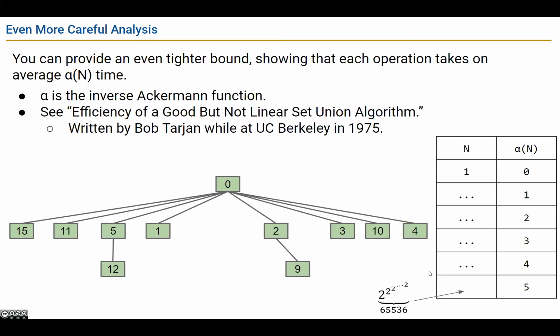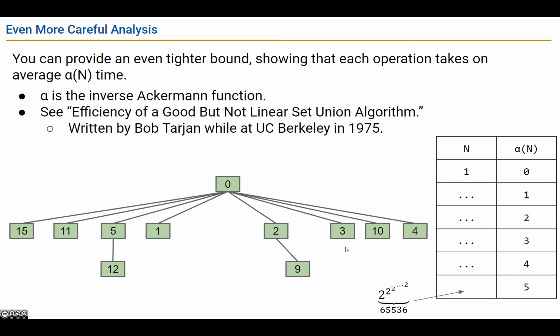2 to the 2 to the 2 to the 2 to the 2, 65,000 times. This number is so big, I think our brains would collapse into a black hole if we thought about it. There's no way we're ever going to get to this number. So this is beautiful. This is the state-of-the-art disjoint sets implementation. It's what you'll build in lab.